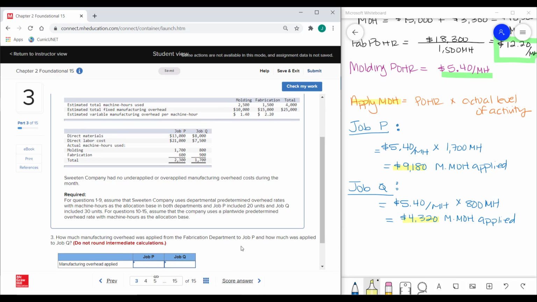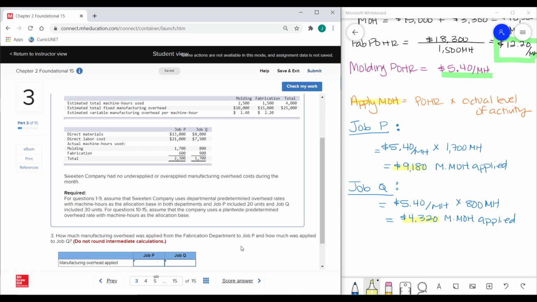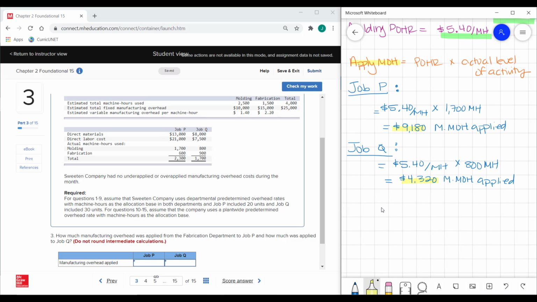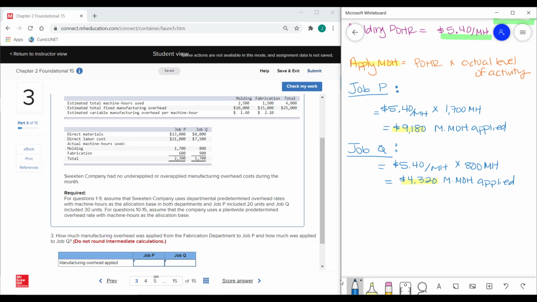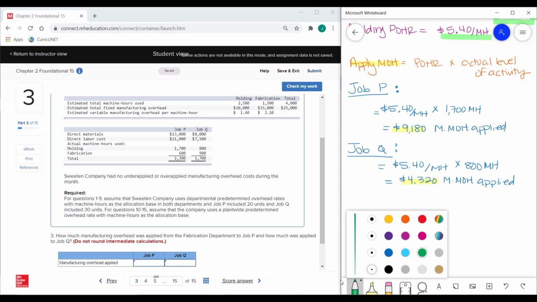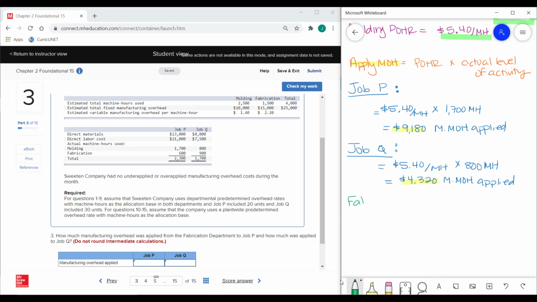Similar question, but how much manufacturing overhead was applied from the fabrication department to both job P and job Q? We've now found how much of the molding department's overhead to divvy up between the two jobs. Now we're going to do the same with the fabrication department. But remember, using departmental pores, the fabrication department has a different pore. Let's write that out here. So we have a fabrication department pore. Remember, that was $12.20 per machine hour.